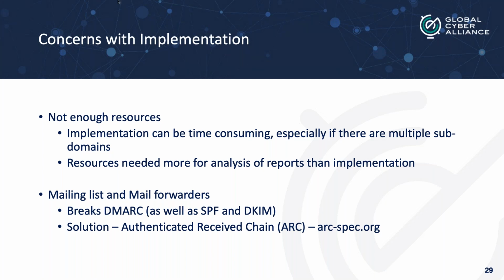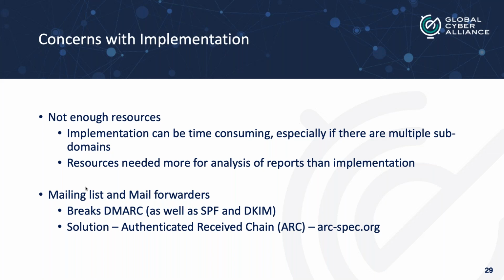So, mailing lists and mail forwarders. I think there was a question somewhere here about mailing lists and mail forwarders. They actually break authentication. So it's not only DMARC, but they actually break SPF and DKIM, right? Because if SPF and DKIM break, then DMARC is going to break too.